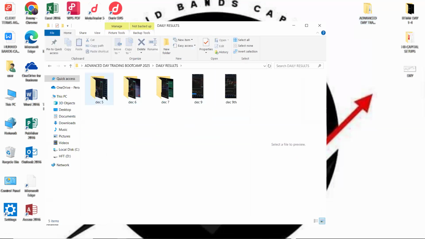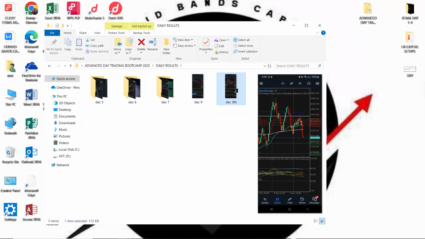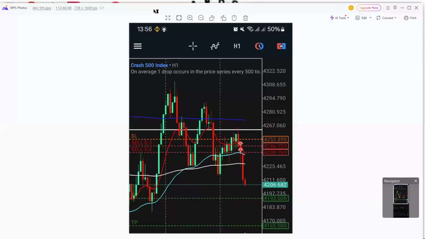So let's quickly open. Let's see. I hope you guys can see my whole screen. I'm sure you can. Okay, yeah, you can. All right, so this is the setup. You can see from my phone, I took this trade.